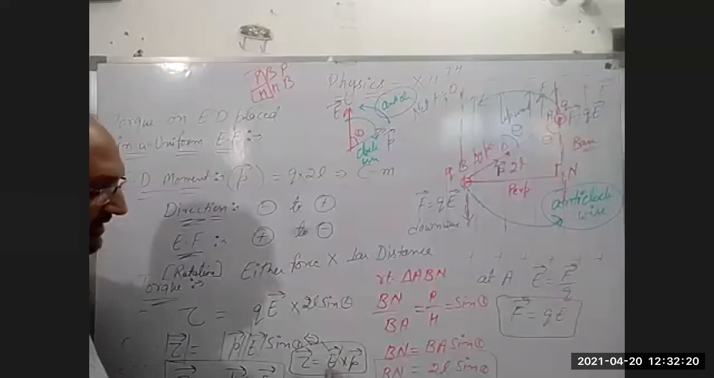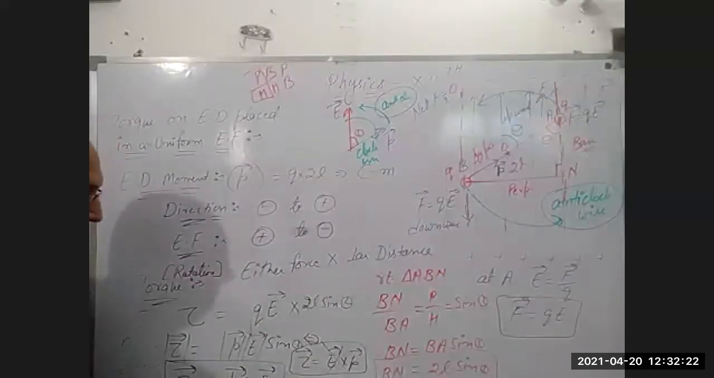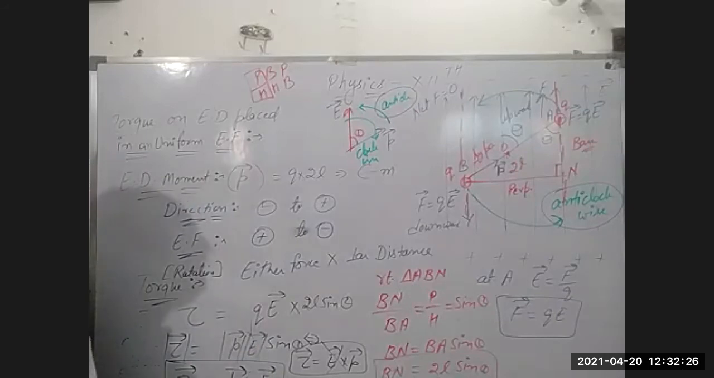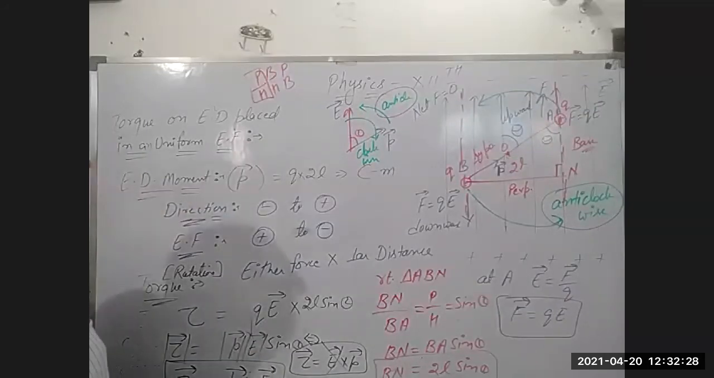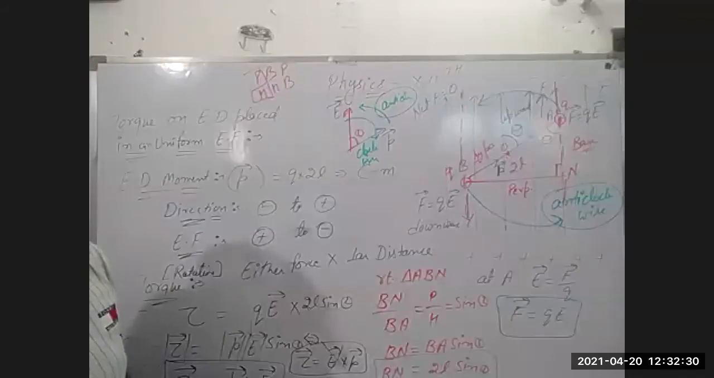Why are we not using E cross P? Why are we using only P cross E in this situation? Okay, this is the role of vector quantities.